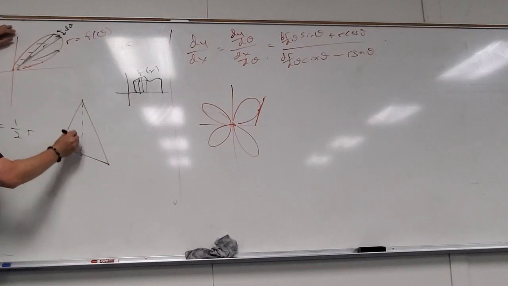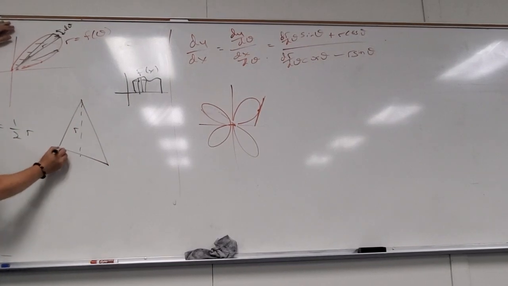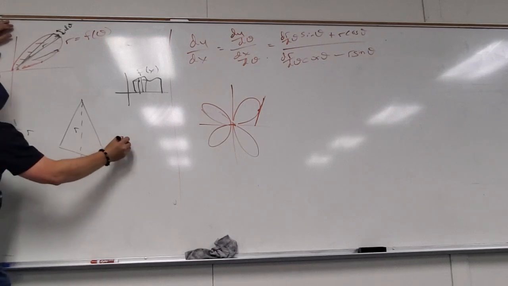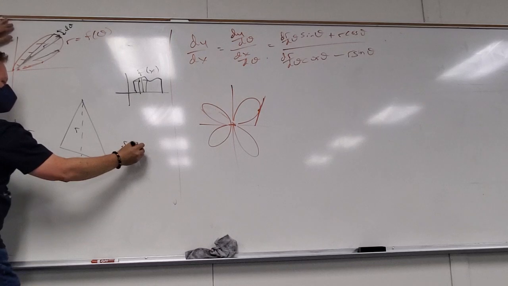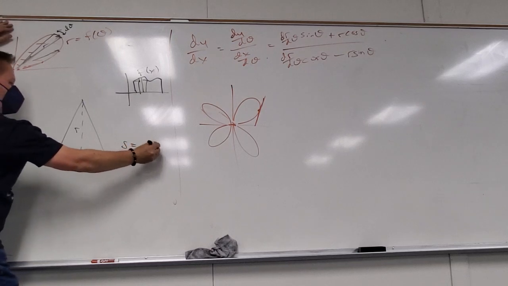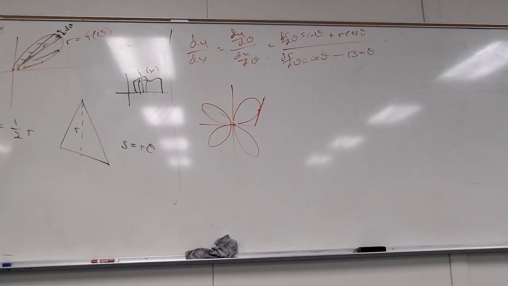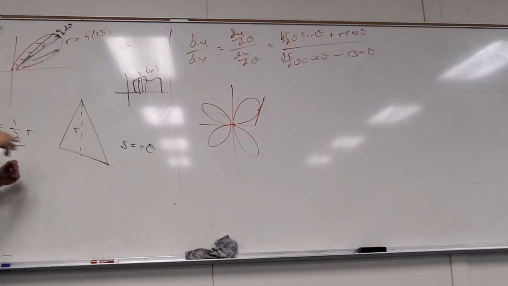So this is basically r here, right? That's the height. What is this arc length? Let me be a little more helpful. What's arc length? Does anyone remember the formula for arc length? R theta? You guys remember that? No? Does it look familiar? Oh, well, that's what it is.